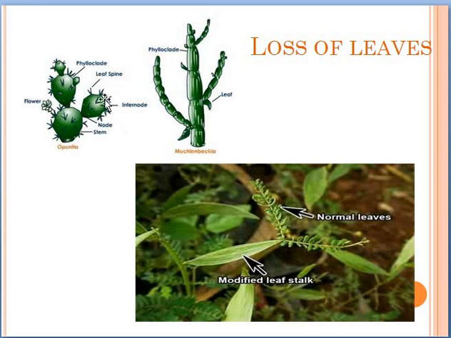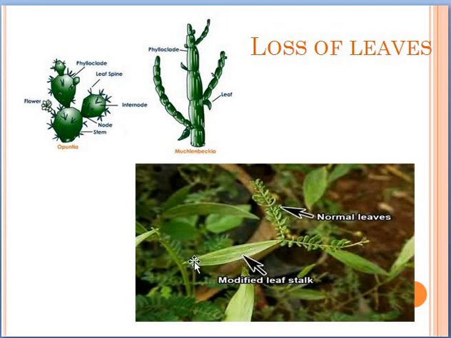As you have studied already in your lower classes, the stem will be performing photosynthesis when all the leaves are shed, and some of the leaves can be transformed into thorns or spines too. So that is loss of leaves. And here this is an example. This is acacia. I guess this plant is there in our school too, near the B block.